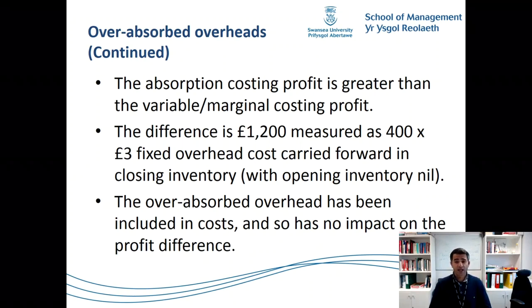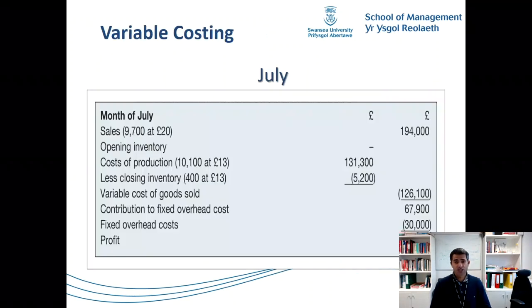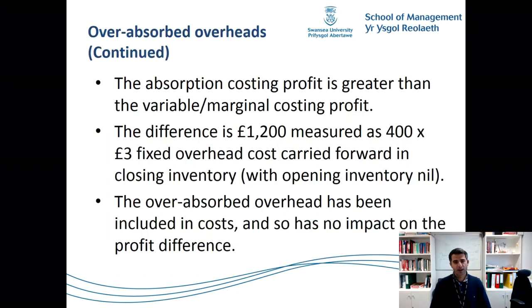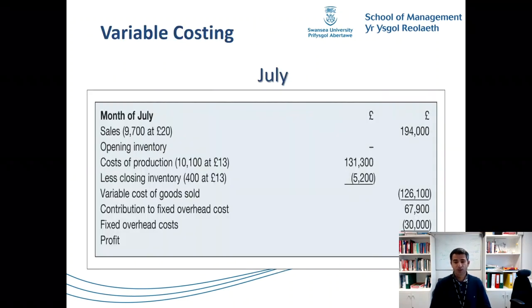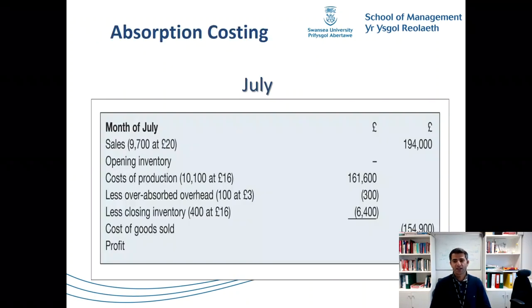So the 400 units, which is the closing inventory, you need to multiply it by the fixed cost element, £3. That's £1,200. And £1,200 is the difference in profit between the variable costing, which is £37,900, and the absorption costing profit of £39,100.